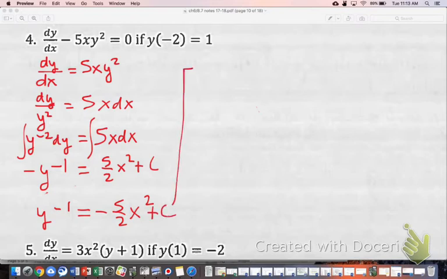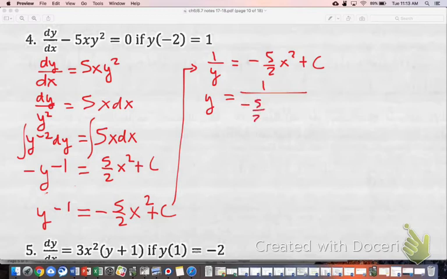And then I'll come over here and say 1 over y is equal to negative 5 halves x squared plus c. Notice I still haven't earned the third point yet, right? And that's why I wouldn't suggest doing it this way, but people might find this better. That's fine. So then I could write y equals 1 over negative 5 halves x squared plus c.